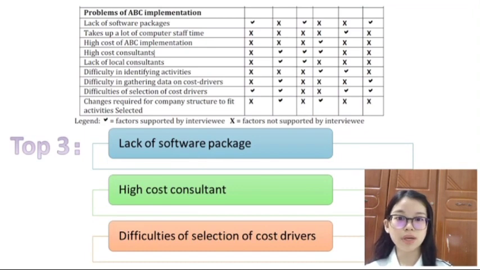This result is from a summary of cross-company analysis from 6 companies that gradually moved to use the ABC system. The top 3 problems faced are lack of software package, high cost of consultants, and also difficulties in selection of cost drivers. If these problems can be solved, then the companies can implement the ABC system successfully. Otherwise, if they cannot solve these problems, they will become the reason for non-adoption of ABC, as I mentioned earlier in the presentation. That's all from me, and I will pass the section to the second presenter. Thank you.